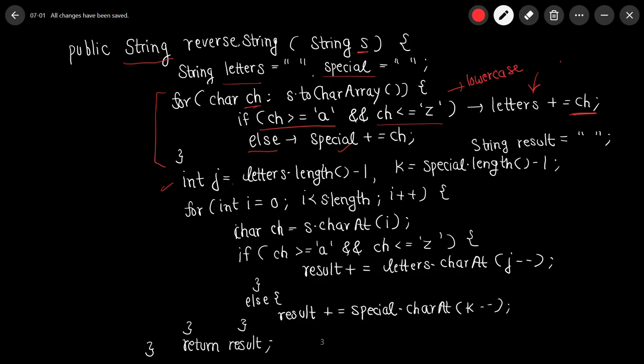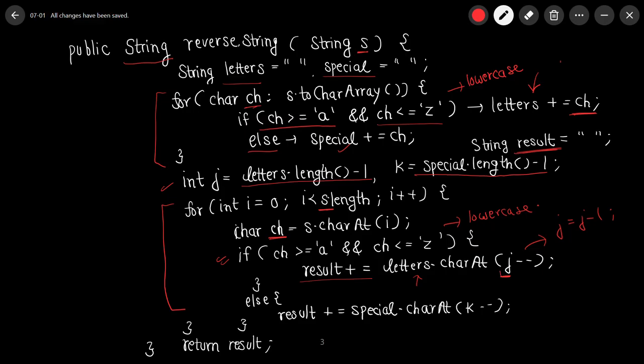And then we take two pointers, j and k. J points to the last character of the letter string and k to the last index of the special character string. Then we traverse the entire s string and we extract each character. If that current character is a lowercase letter, then we also take a result string. So in result we add that letter in the letter string which is pointed by the j index, and once we use it, we decrease j by one position.